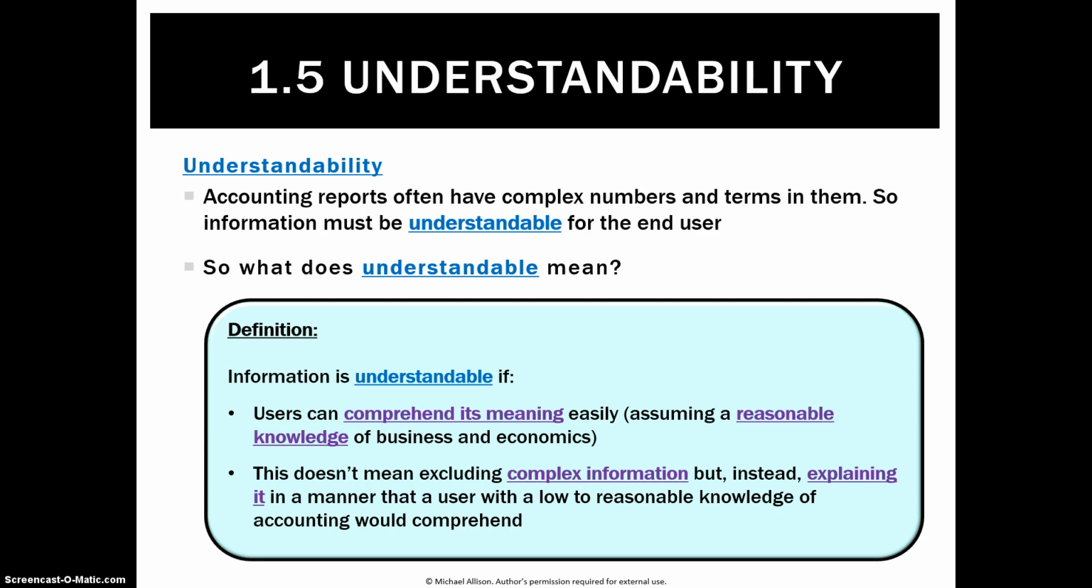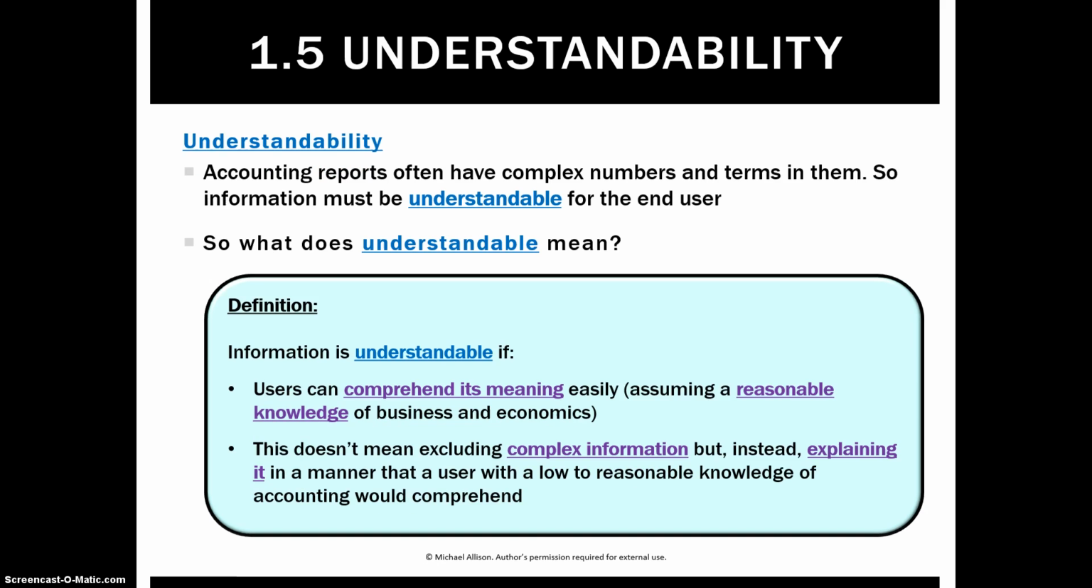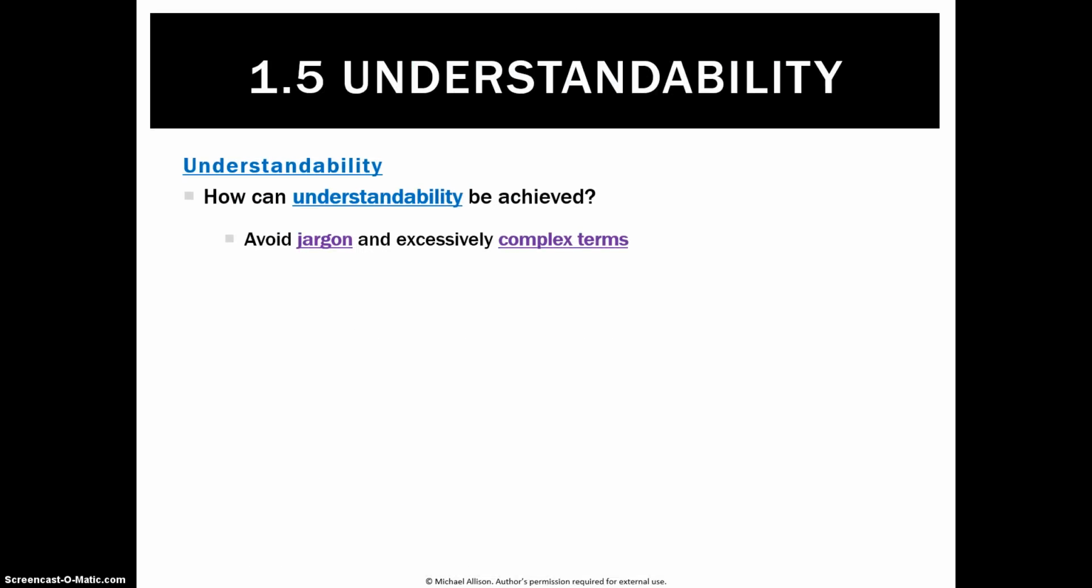So look, what's our actual definition? You can simplify it to: information is understandable if the user can comprehend its meaning easily. The rest of the information there is just some background info. So practically, what does that mean?